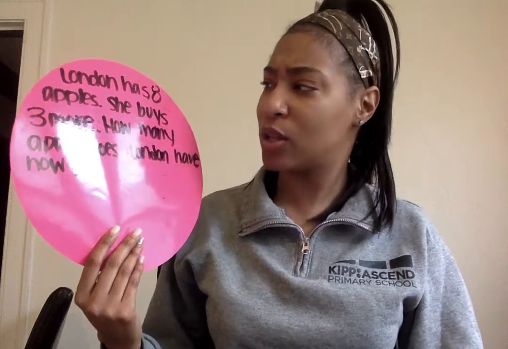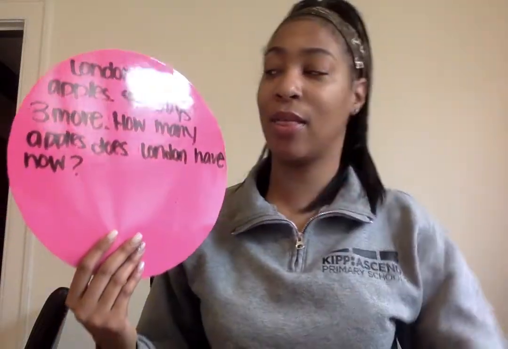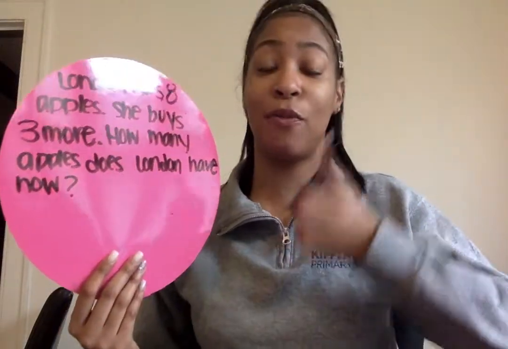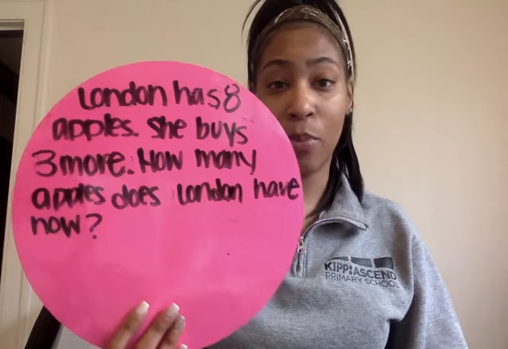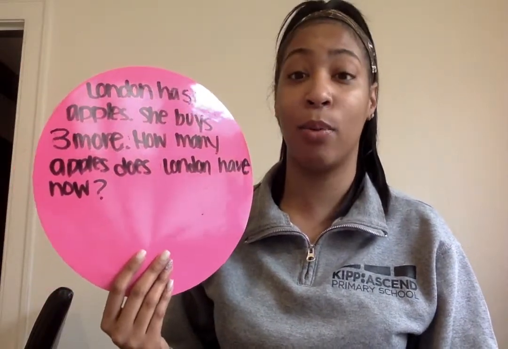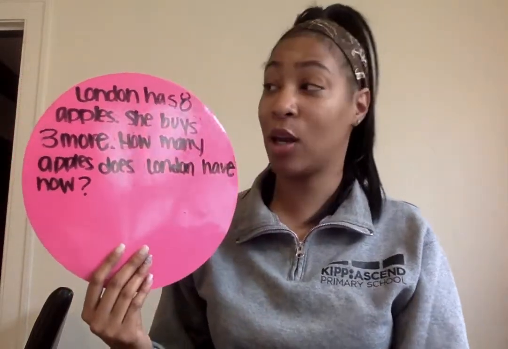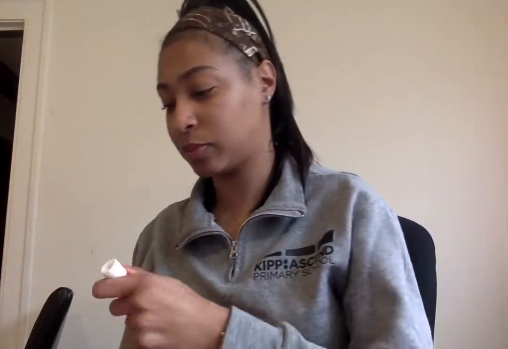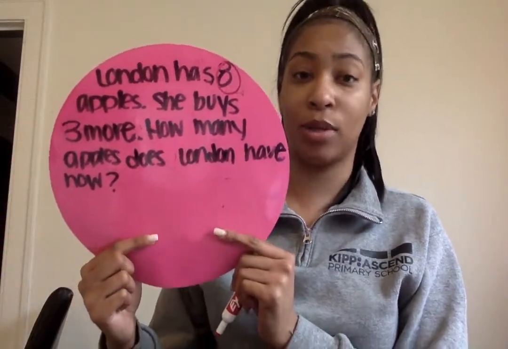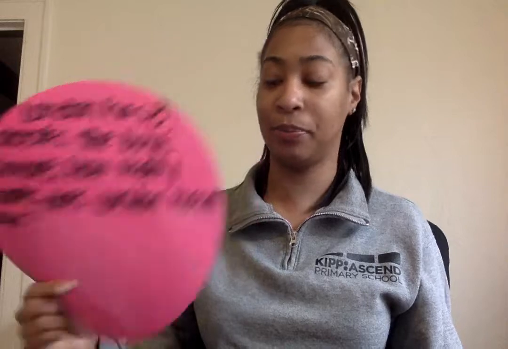First things first, do you all think that she's going to have more than 8 apples or less than 8 apples? If you said more, brain match, I agree. Now the next thing I'm going to do is go in my problem and circle important details to help me solve my problem. I know that London has 8 apples. So I know that number 8 is super important. So I'm going to circle the number 8. Then I know that she buys 3 more apples. So not only am I going to circle the important 3, but I'm going to circle the word more as well.